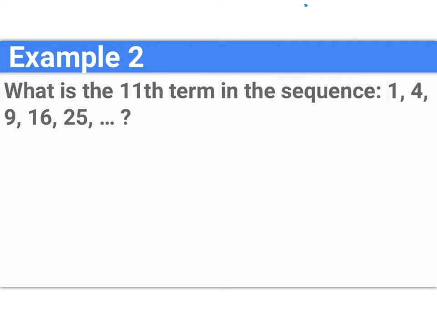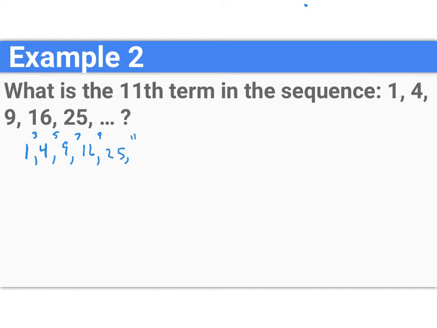Okay, so what is the 11th term in the sequence? 1, 4, 9, 16, 25. So what's going on here? 1 to 4 is adding 3. 4 to 9 is adding 5. Adding 7. Adding 9.